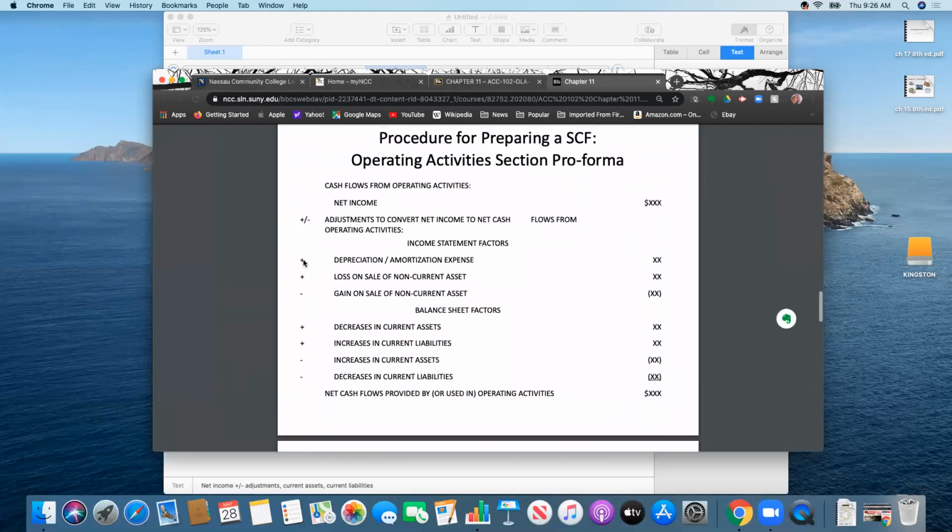Here, what I did is I gave you a sample of that operating activities section and what might go in there, right? So you start out with net income, and then here are your adjustments, plus or minus. What numbers do you pick off the income statement? What numbers do you take off the balance sheet, right? See how I broke it down for you so that you know where to look.